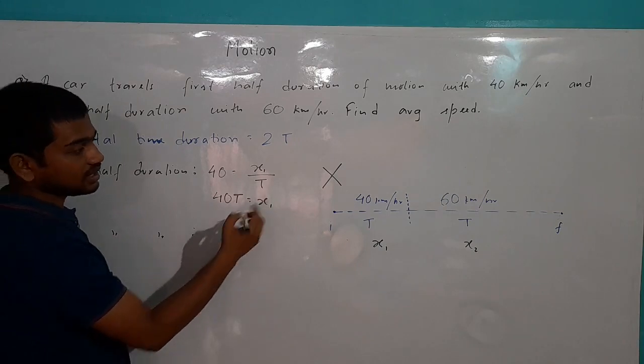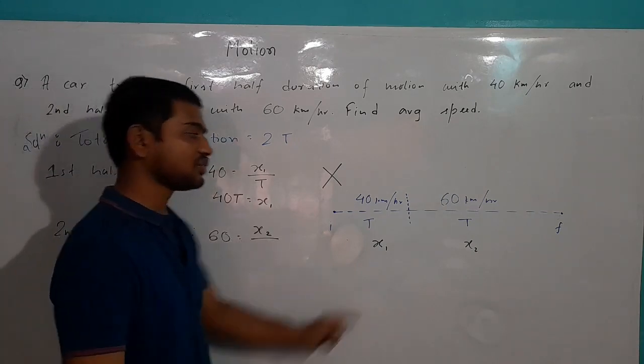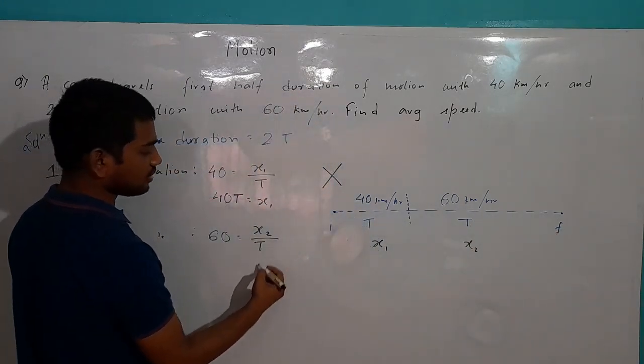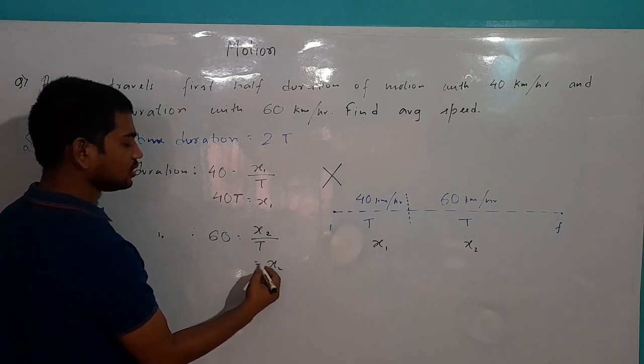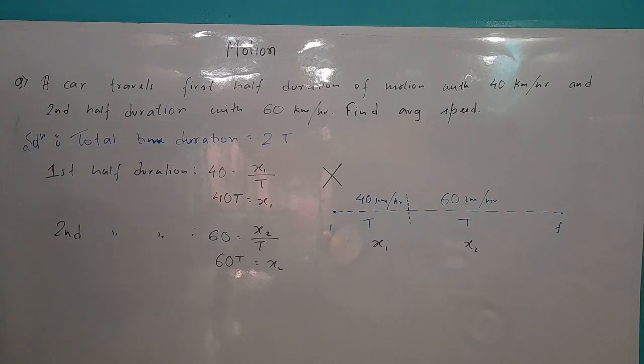Second half duration, what is the speed? 60 is equal to what? Distance traveled in the second half divided by time taken in the second half. 60 divided by t. So x2 is coming out to be 60t. First let me check whether there is space in the board or not according to the camera. Okay, there is plenty of space.